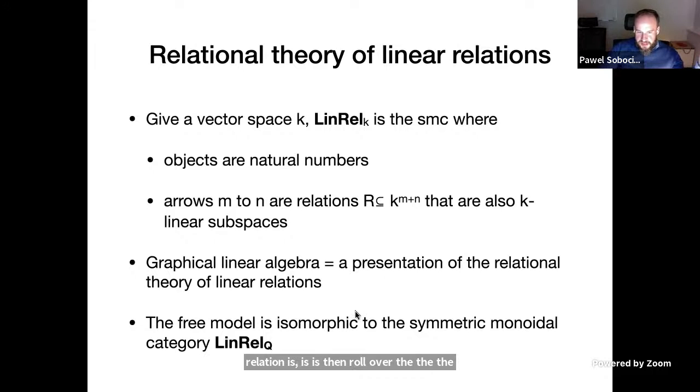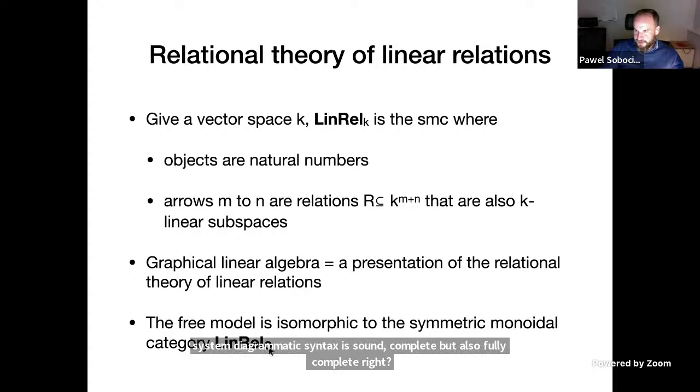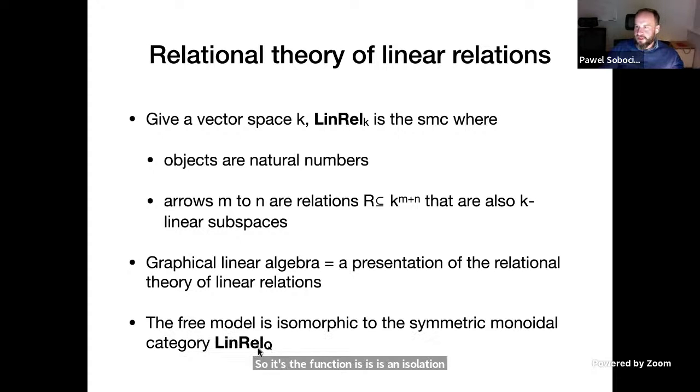So in particular, this means that for this particular kind of semantic universe, if we're interested in LinRel_Q, this is somewhere where the string diagrammatic syntax is sound, complete, but also fully complete, right? The functor is an isomorphism, so in particular it's full and faithful. That means every linear relation over the rationals has a corresponding string diagram that maps to it.